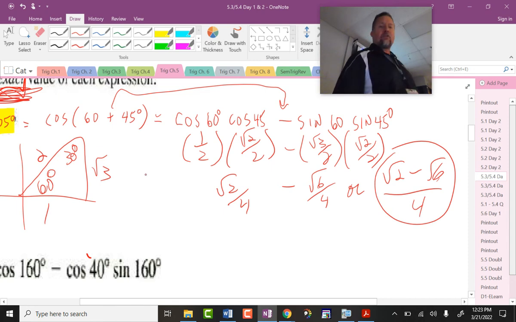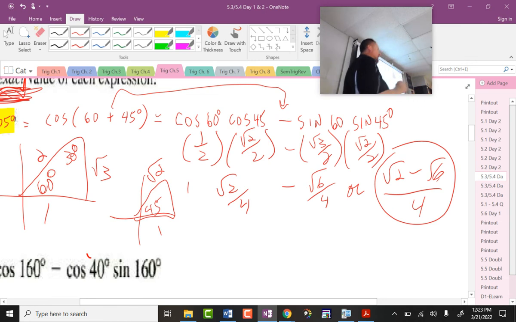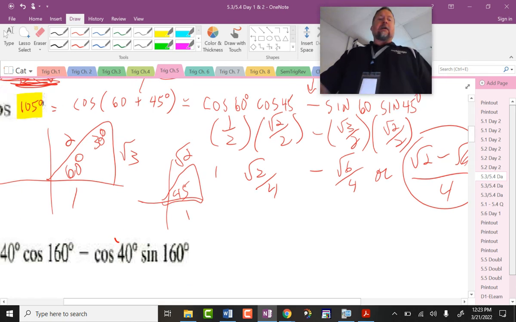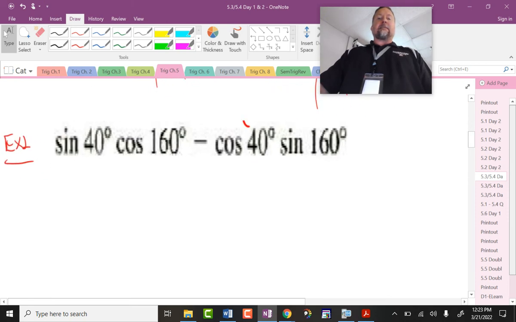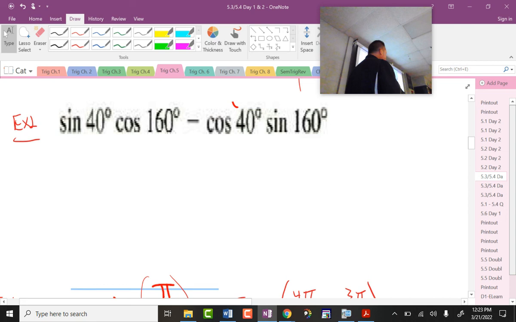Fine. Where'd they get the root 2 over 2? If you still have to draw a triangle, 45 is 1, 1, root 2. Where'd you get that triangle from? Actually, I lied. Chapter 2 and Chapter 3, not Chapter 1. That's where the 45, 45, 90s and 30, 60, 90s came from. That's why it's catastrophic, the consistent and constant not doing your homework. It will always come back to bite you.